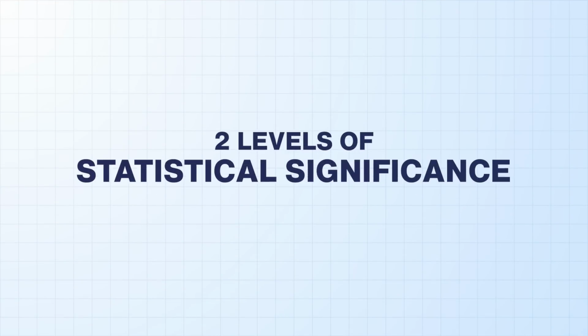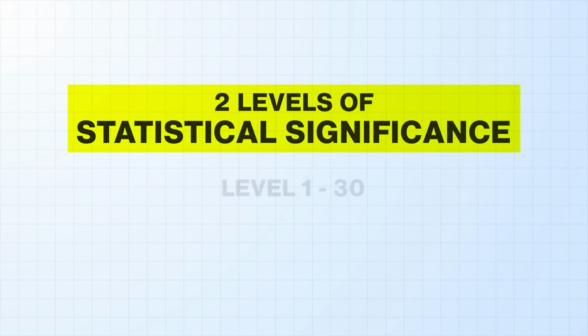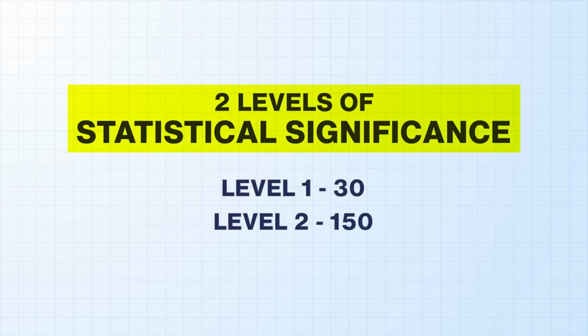Now, I keep mentioning this idea of 30 clicks. I personally have found that there's 2 levels of statistical significance that I'm testing for. Level 1 is 30 and level 2 is 150. So I use the numbers 30 and 150 all the time when I'm testing, and I'm really looking for how expensive was it to get 30 leads? How expensive was it to get 150 leads? How expensive was it to get 30 clicks? How expensive was it to get 150 clicks? What percentage of people responded from a group of 30? What percentage of people responded from a group of 150?